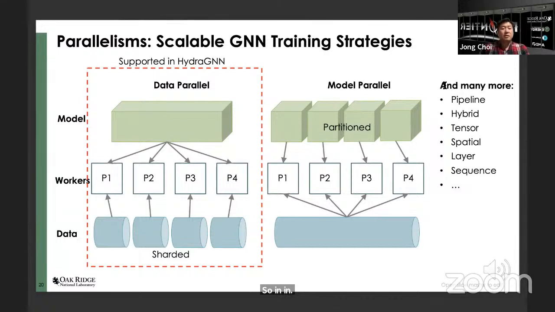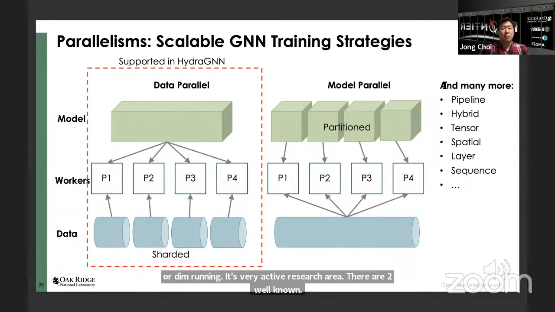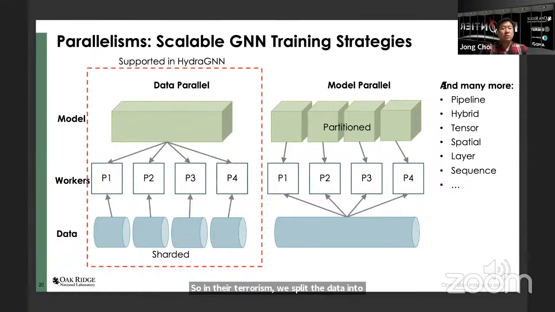Developing different parallelism in GNN training or deep learning is a very active research area. There are two well-known parallelisms, which are called data parallelism and model parallelism. In data parallelism, we split the data into chunks, and each process will process a piece of the chunk. And in model parallelism, we split the model, and each process will only process that portion of the model. And there are also pipeline parallelism, hybrid parallelism, tensor parallelism, and many more. But in HydraGNN, we're focusing on providing data parallelism, which we found is a more relevant task for us.